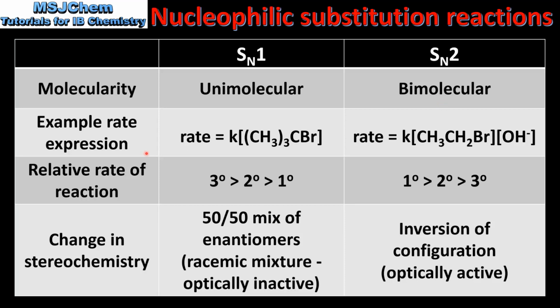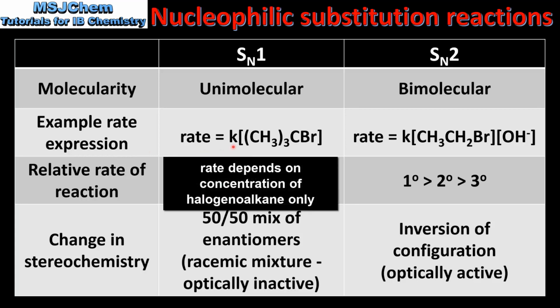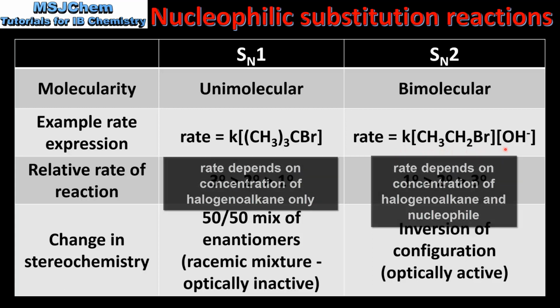Next, we look at an example rate expression. So for SN1, we have rate equals k times the concentration of the halogenoalkane only. For SN2, we have rate equals k times the concentration of the halogenoalkane and the nucleophile.